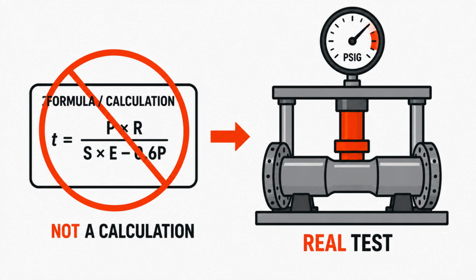Some shapes are too complex for any formula in this code to evaluate honestly. UG-101's answer isn't more math, it's building a real part and finding its actual limit under real pressure.